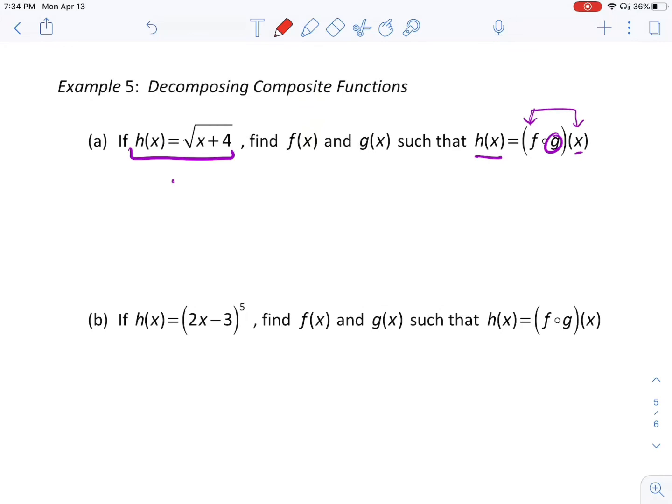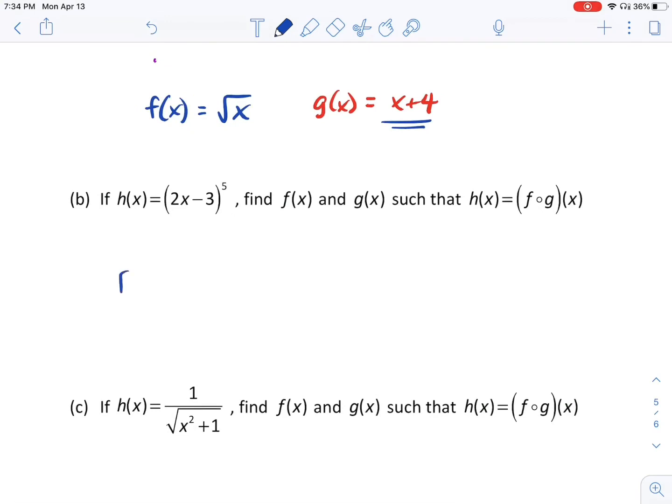In just looking at this, it's easy to start with the inside function. For me, I instinctually would say that g of x could be x plus 4 because that's inside a square root. If that's how I define my inside function, then my outside function should be whatever I would need to plug this into to get the square root of x plus 4. So my outside function should be the square root of x. I want to note that that's not the only option to give you the correct answer, but that's one of the options. And that's the same idea for this second piece.